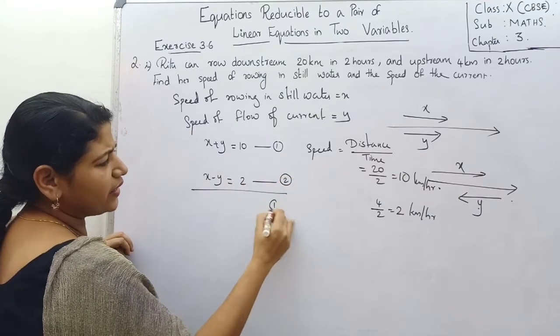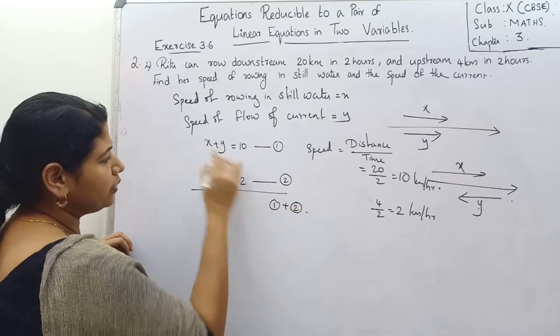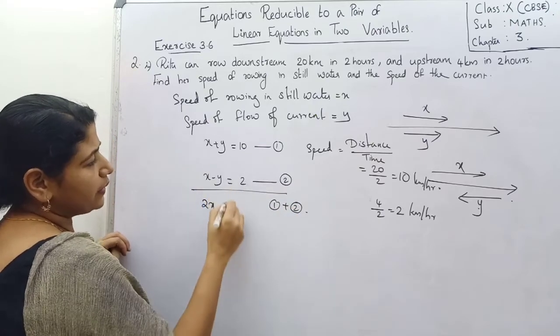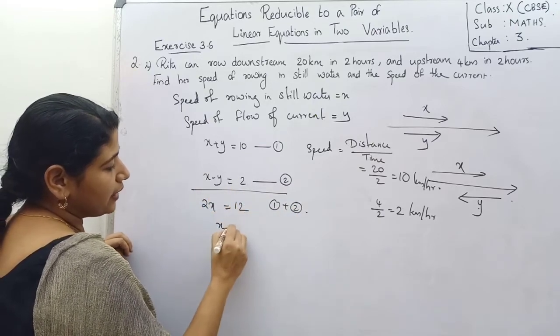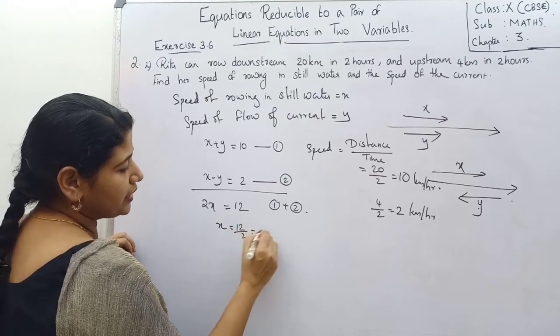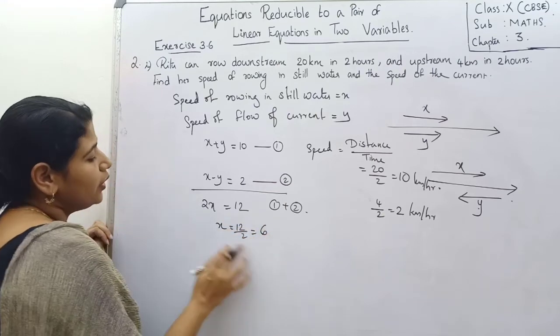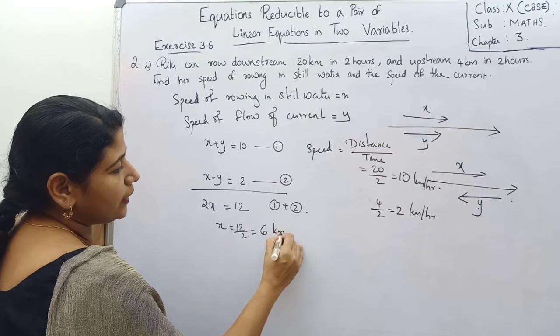By just adding this 1 and 2, we can find it. It's very simple, you know. x plus x is 2x. This will become 0. This is 12. x equal to 12 by 2, which is 6. Okay, this is 6 km per hour.